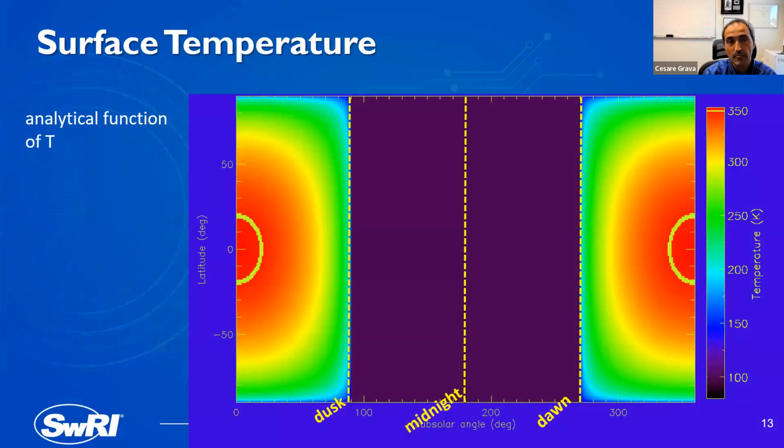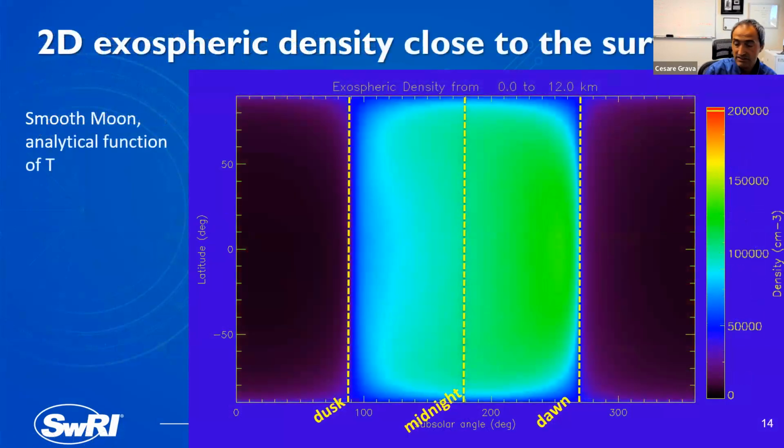Okay, so this is the surface temperature. Please ignore these features here; I think it's probably an artifact. This is a pretty flat 100K everywhere on the night side, and a cosine dependence on the solar zenith angle on the day side. So this is the density of neon for this type of map.